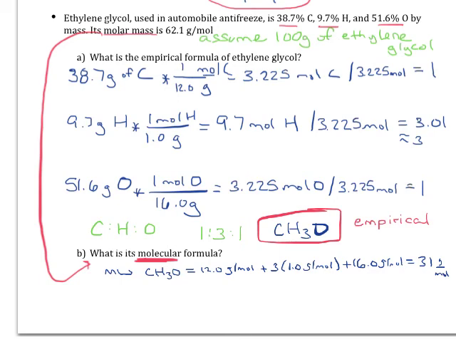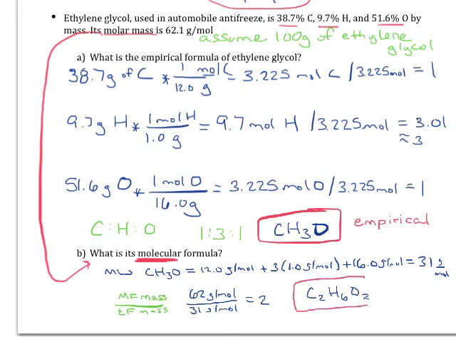And the easiest way to see this is to divide the molecular formula mass over the empirical formula mass. So in this case, I know that the molecular formula mass is 62 grams per mole. Dividing that by the empirical formula mass of 31 grams per mole, I can see that they are different by a factor of 2. So if I multiply my empirical formula by 2, it becomes C2H6O2. So that factor of 2 tells me what to multiply my empirical formula by to get my molecular.